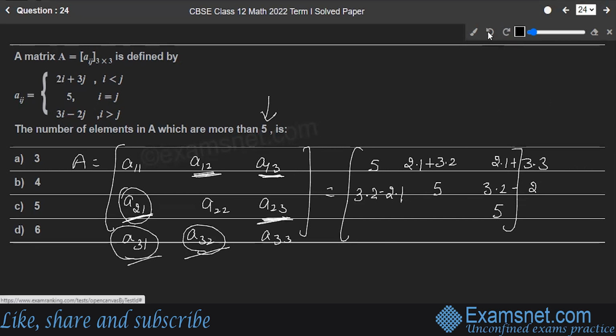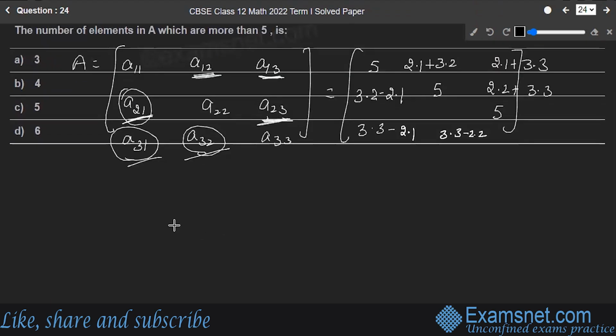No, wait, this one is not correct. In this, i is less than j, right? So I will use this one, 2i plus 3j. 2 into 2 plus 3 into 3. And here is 3 into 3 minus 2 into 1. And this is 3 into 3 minus 2 into 2. Okay, let's write it properly now. This is 5. This is 2 plus 6, that is 8. 2 plus 9, 11. 6 minus 2, 4. 5, 5.